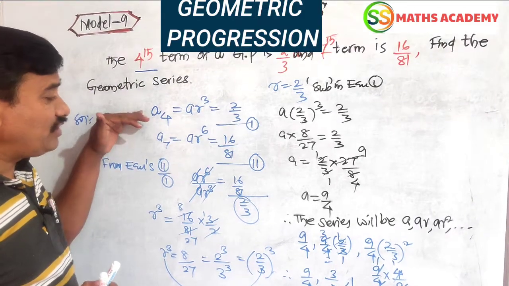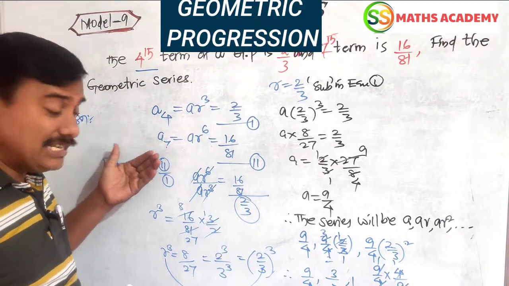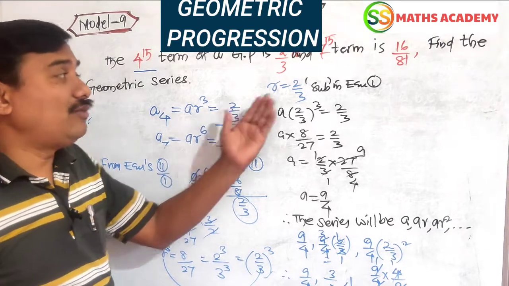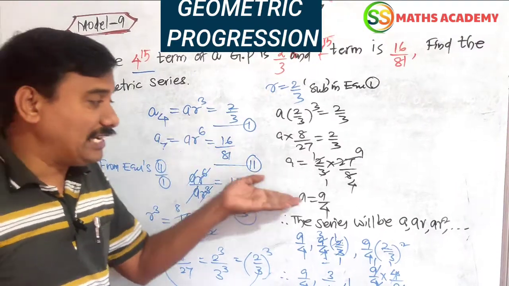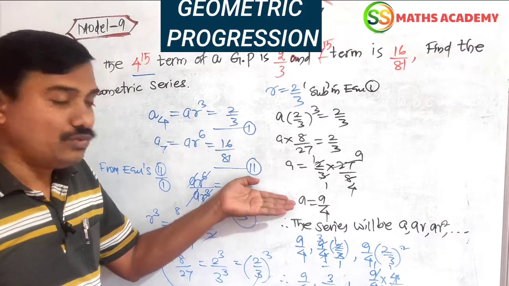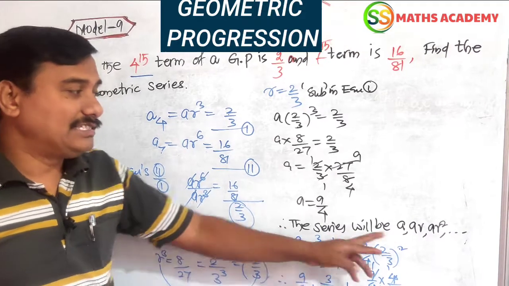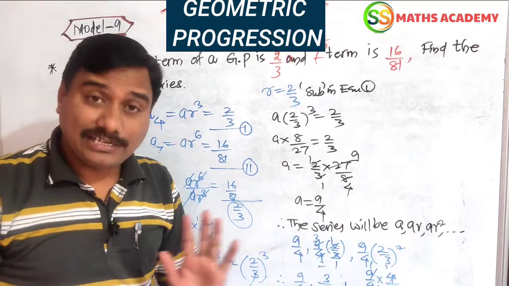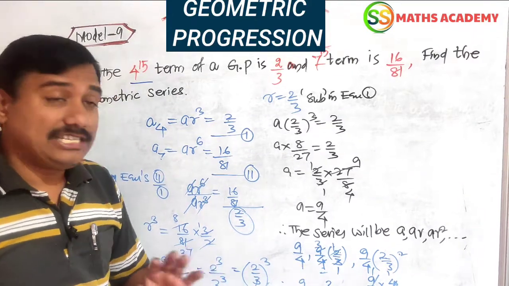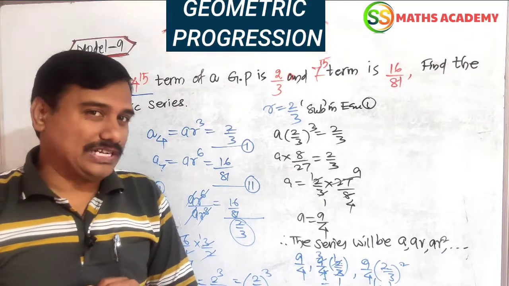From equations 2 and 1, we have to divide them and we will get the r value. Substituting the r value in any equation, we get the a value. By using these two values, we find the series a, ar, ar square. This is the required series for this question.